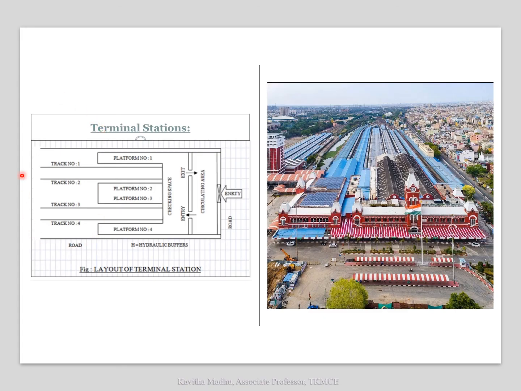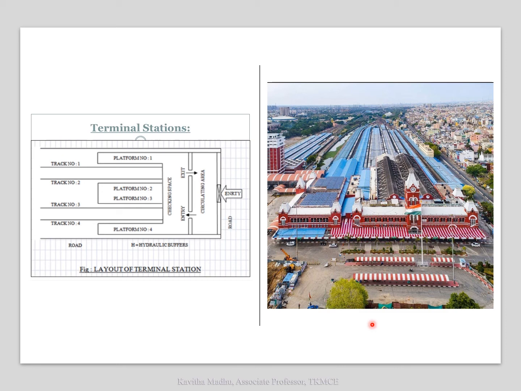The left side one shows the layout of a terminal station. All these lines are coming and terminating at this terminal station, and then there should be an adequate circulating area provided here for the interchange of passengers or the movement of passengers basically. On the right hand side you can see this is the Chennai railway station. You can see here all these railway lines are coming and terminating, so it's not going beyond the station.